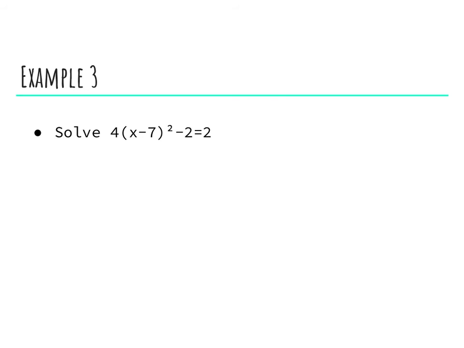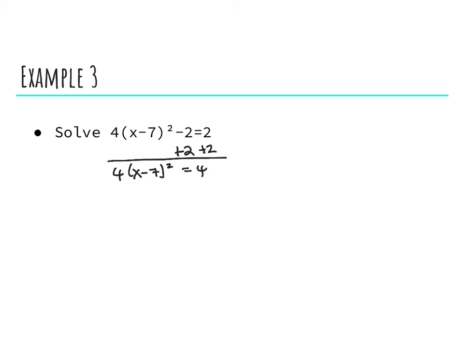Example 3. Solve 4 times (x minus 7) squared minus 2 equals 2. We're going to use inverse operations and first get rid of whatever is furthest away from the variable. So the minus 2 is furthest away from the variable, so I'm going to add 2 to both sides of the equation, and then I'm left with 4 times (x minus 7) squared equals 4.